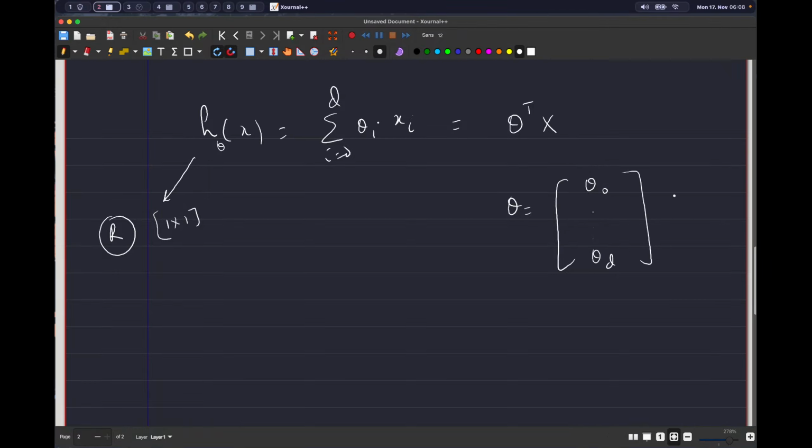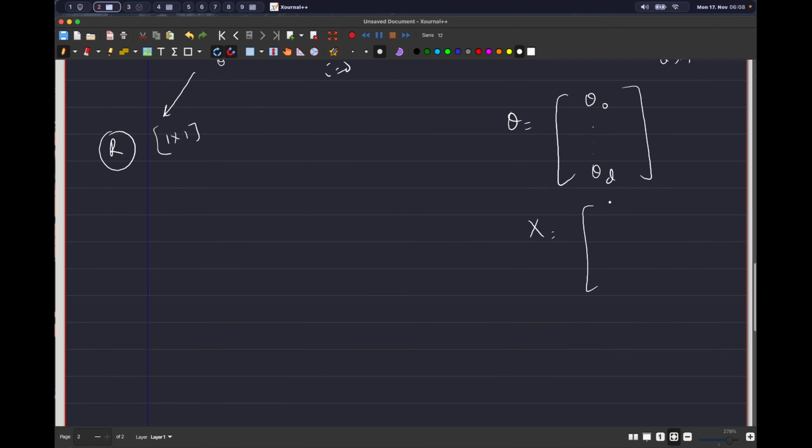So the dimension will be d times 1, and x is your row or a sample of your data, and it will also have d features. So it will start from, or d plus 1 features in this case. So d plus 1 are the theta and d plus 1 will be features. So the extra 1 is coming from the bias term theta 0 and x 0, which will be equal to 1. So x1, x2, and so on.